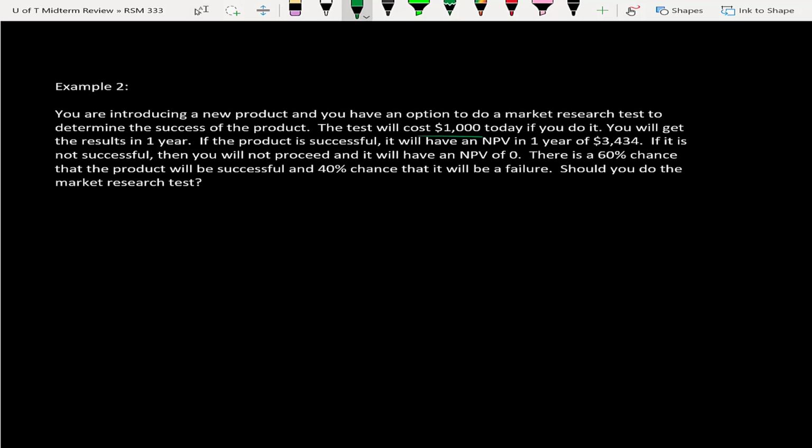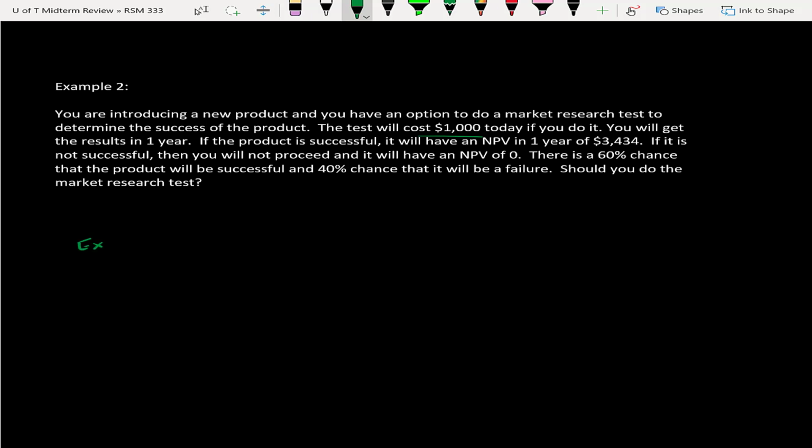If the project is successful, at the end of year one, you'll find out you're going to have an NPV of 3434, because it's going to take a year to get the test results. And then if you get the test results and it says it's going to be a failure, then it'll have a negative NPV, so you just assume you wouldn't do it. The NPV would be 0. 60% chance it'll be successful, 40% that it will be a failure, but you won't know which it is unless you do the research. So the question is then, should you do this test in this scenario?